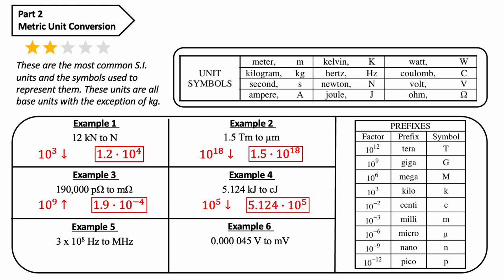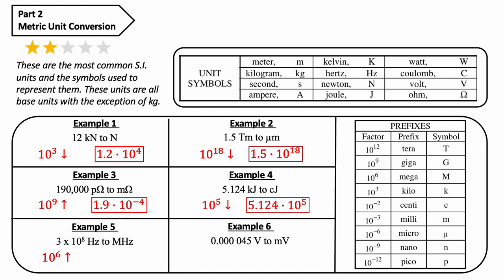In example 5, we are going from the base unit hertz to megahertz. A mega is 10 to the 6 larger than a hertz, and so that is our difference there, 10 to the 6. And we are measuring in a larger unit, so we're going to expect our number to go down. And how much is it going to go down by?